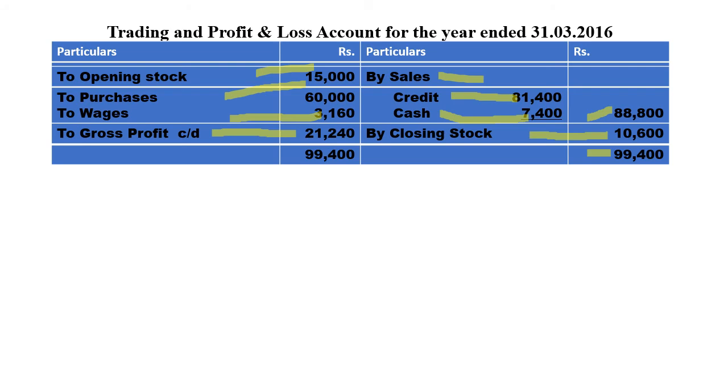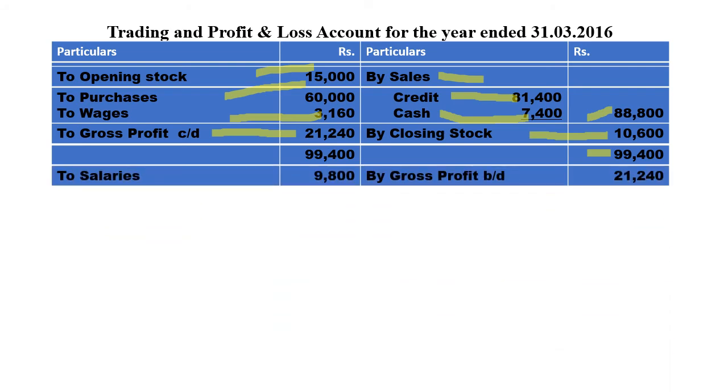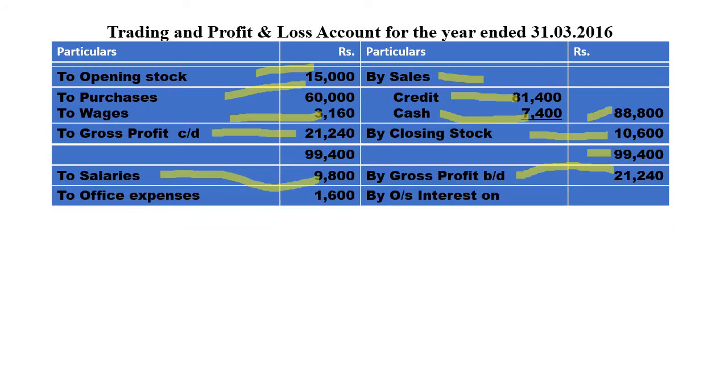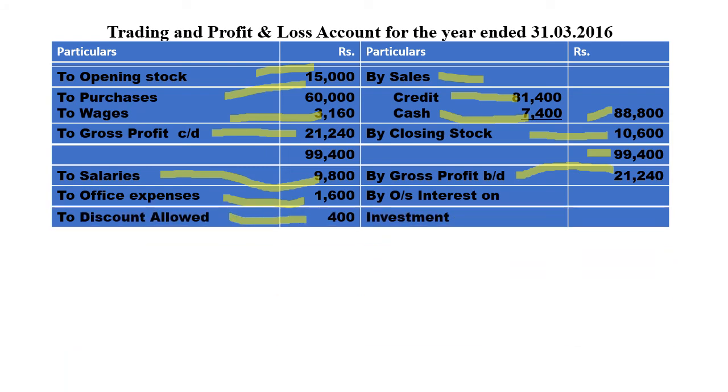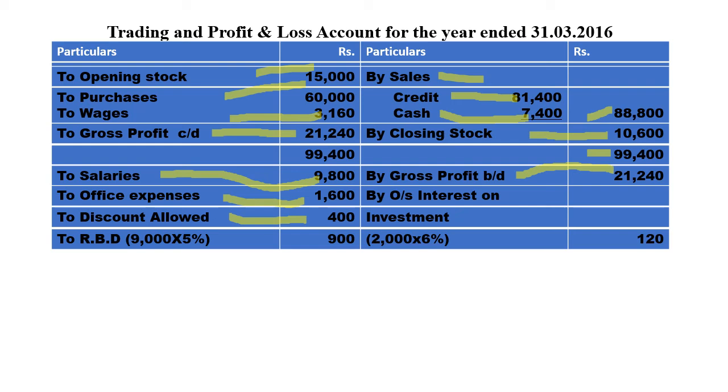Next, profit and loss account. So first we have to transfer the gross profit. So by gross profit brought down 21,240, and the expenses to be debited to profit and loss account. First one, to salaries 9,800, then office expenses 1,600, discount allowed 400, then there are adjustments. So first one, provision for doubtful debts, RBD. So closing debtors value 9,000 into 5%, so 900 is the provision.